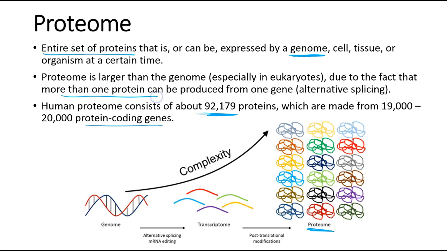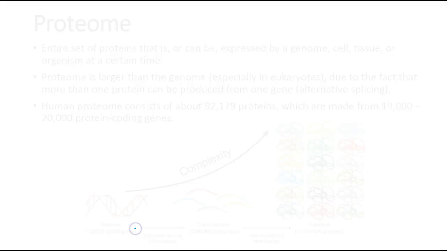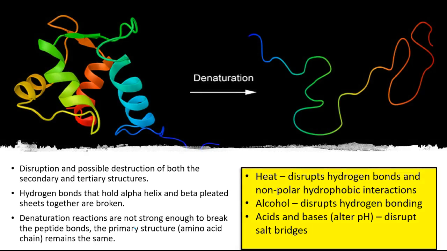Okay, more than one protein can be produced from one gene, and it has to do with splicing. We'll get into that later. What happens though when proteins are not kept at optimum temperatures, like when heat is applied to a protein?